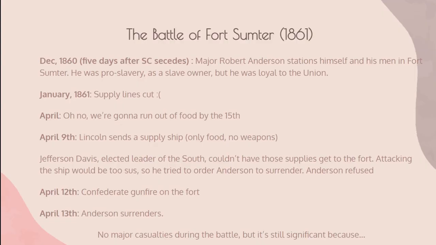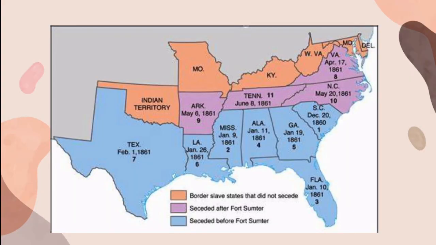So, April 9th, Lincoln sends a supply ship, right? Jefferson Davis, he is the elected leader of the South. And he couldn't have those supplies get into the fort. But attacking the ship would be too suspicious, so he tried to order Anderson to surrender. Anderson refused. He's like, nope, this is our fort, we're chilling here. So just 3 days later, there's gunfire on the fort, and then I believe it was 37 hours the battle lasted. Anderson then surrenders. There weren't major casualties during the battle, but it's really significant because that's when we see a lot of states secede.